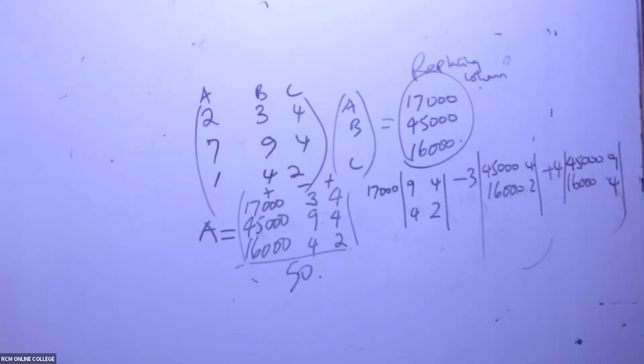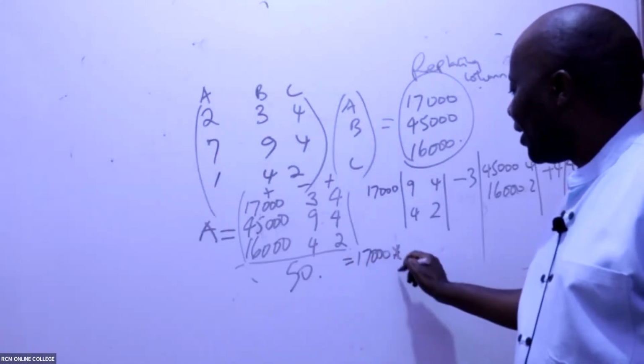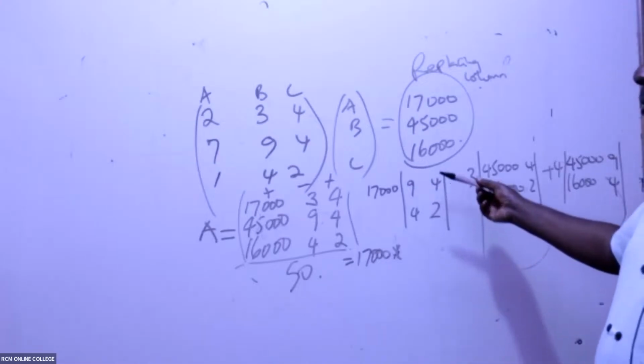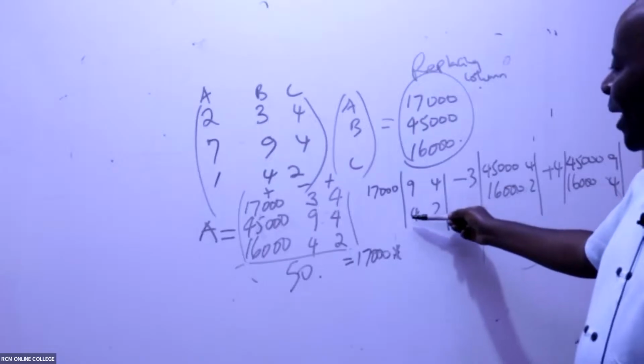So then this one here will be 17,000 times, can somebody give me this determinant? Product of primary, so it will be 9 times 2 minus 4 times 4.